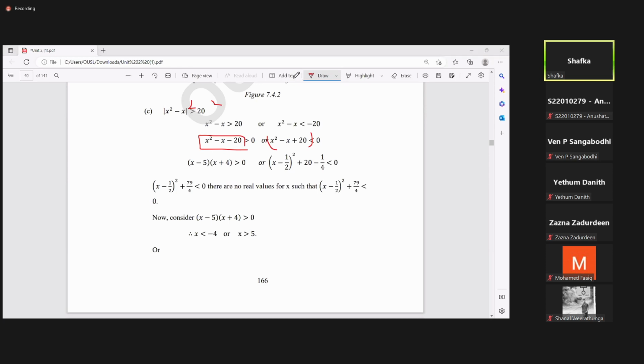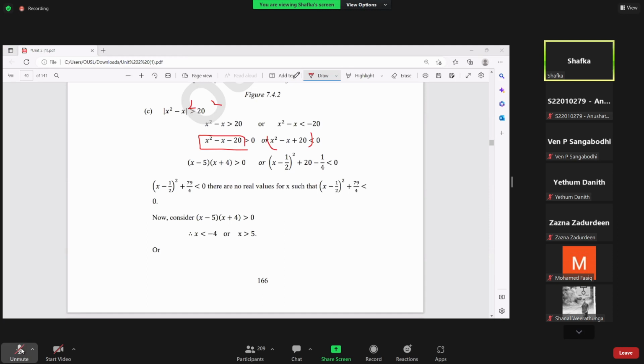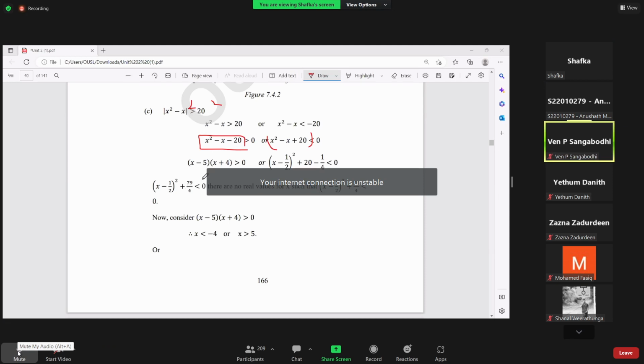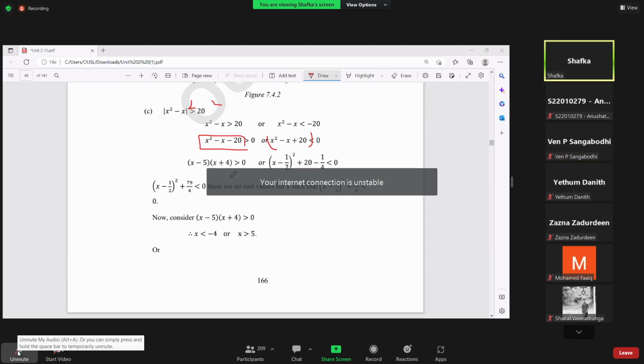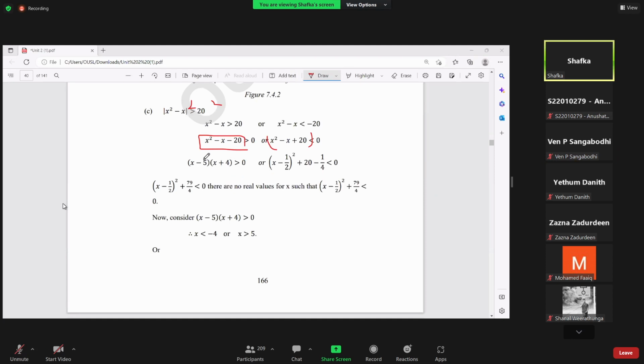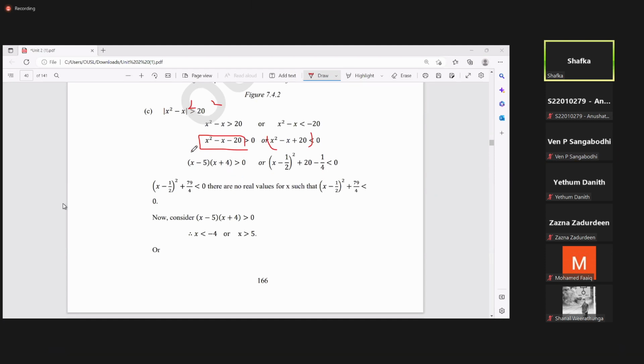Yeah. What are the factors? The solution. What are the factors? x minus 5 and x plus 4. Now we know that we have a solution for this, so we can factorize it. What about this? Do we have any real solution for the second algebraic expression?